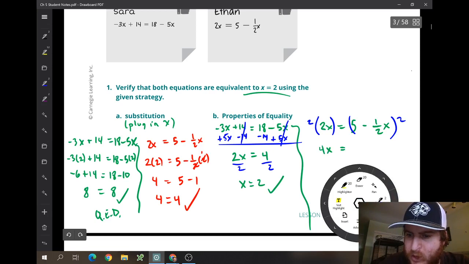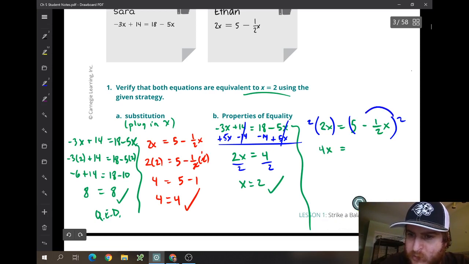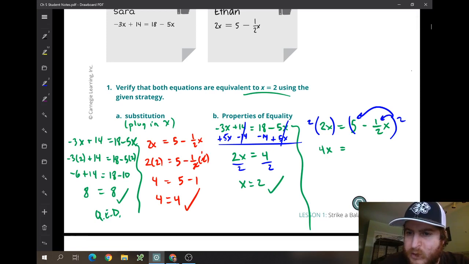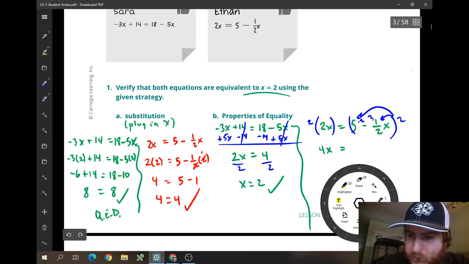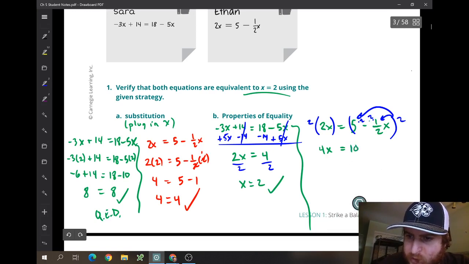Now, here on this part, it's a little bit trickier. You have to distribute the 2 to both of them. So you can do this whichever way you like to. I kind of like to just put in times 2 and times 2 because it helps me out. So 5 times 2 is 10. And then the 2 and the 1 half cancel. So it's 10 minus x, right? Don't cancel out the x. Technically, it's like 10 minus 1x if you want to put a 1x there.